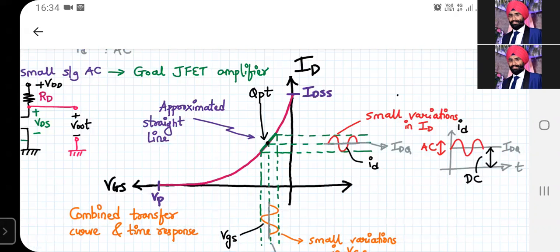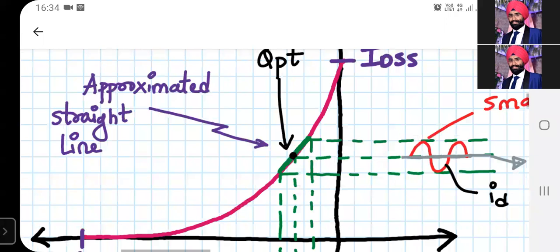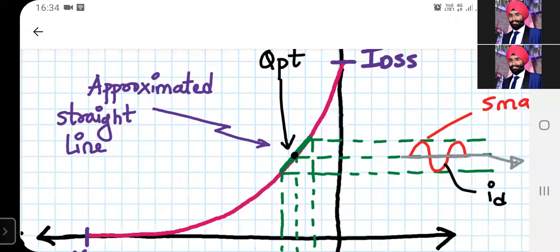So we calculate the Q point, VGSQ and IDQ, but we superimpose the AC signals, which are the small variations in the current and the gate to source voltage, which we are limiting to this straight line. The entire small signal model is based on this. A big exponential curve, a small segment only can be a straight line, and the middle of it is the Q point. So you operate in this and you deviate slightly above or below it. That is what is going on in reality.